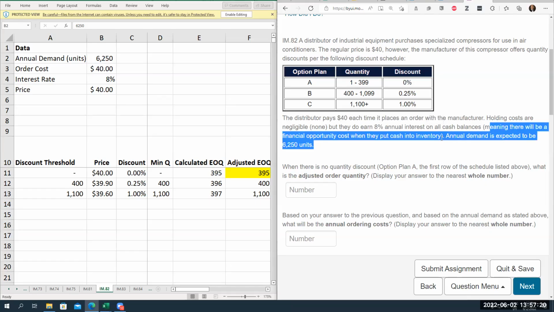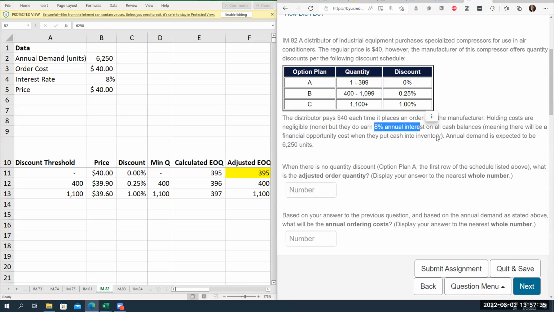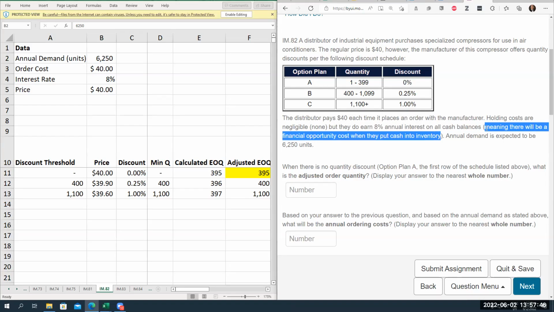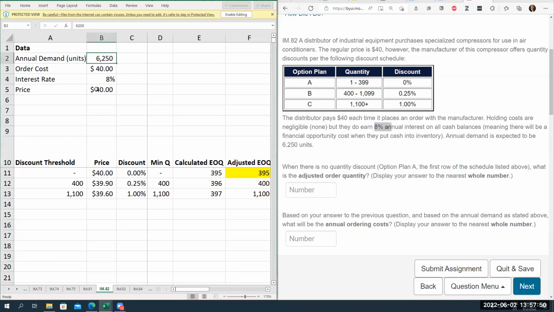meaning that there's a financial opportunity cost when they put cash into inventory. So we're using an EOQ formula that takes into account this interest rate. That's really what that means, right? It's saying the holding costs are minimal, so they're basically none. But instead of H in our EOQ formula, we're going to use the I times the C. So this is the interest rate. We're going to use that 8% interest rate.